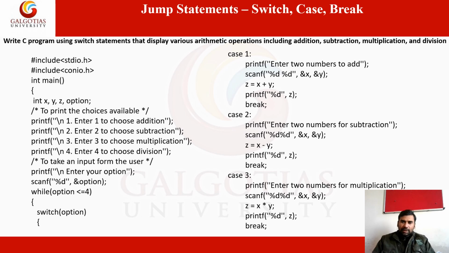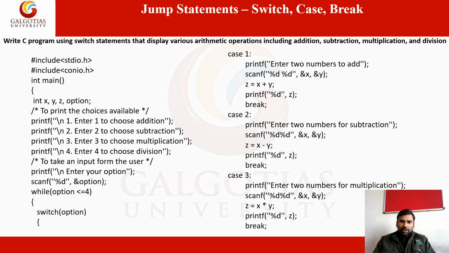Next one, case 2. In the same way, get two numbers x and y from the user. We calculate the subtraction, x minus y, and print the value. Likewise, multiplication. We do the same thing, get the input from the user, multiply and print the number. There are switch while options.